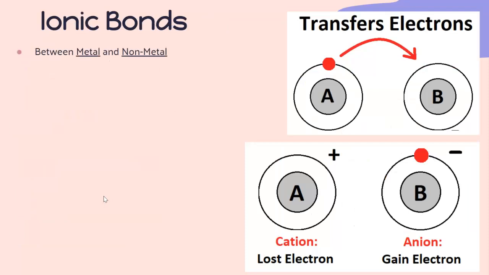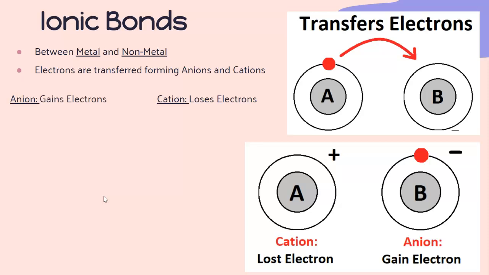Ionic bonds are between a metal and a nonmetal. In an ionic bond, the electrons are transferred, forming an anion and a cation. The anion is the one that gains the electron. The cation is the one that loses an electron. The electronegativity difference between the two is going to be large, so it's going to be more than 1.7.